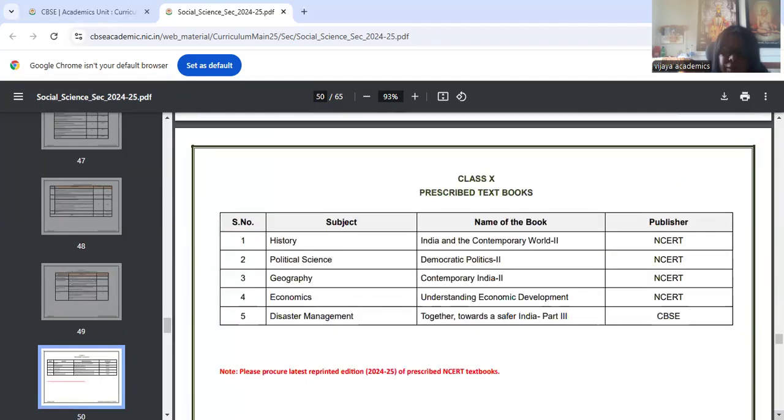Now, here is the book list which you are going to follow to teach grade 10th. History. The name of the book is India and the Contemporary World, second, and publisher is NCERT. Political Science, Democratic Politics, second, NCERT. Geography, Contemporary India, second, NCERT. Economics, Understanding Economic Development, NCERT. Then Disaster Management, Together Towards a Safer India, Part 3rd, CBSE.